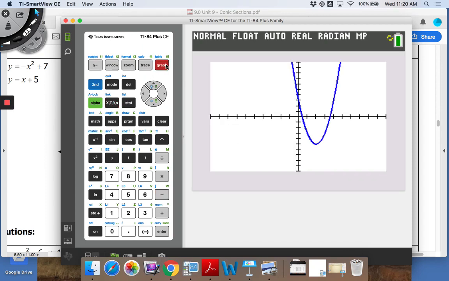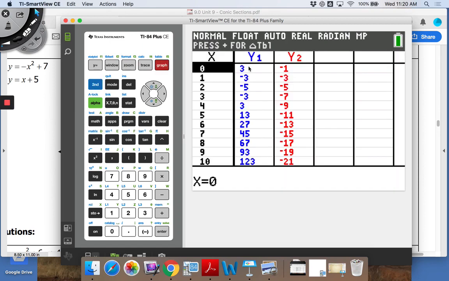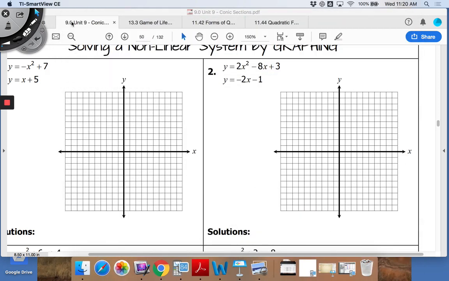And so I can go to a graph and I can see that it is intersecting in 2 places. I could go to the table and I'm looking for when they have the exact same point. So negative 1, negative 3 is the same, and 2, negative 5 is the same. So that is going to be my 2 solutions.